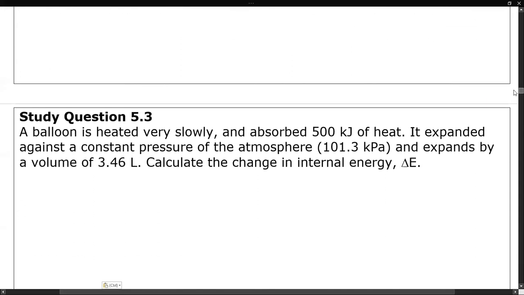So let's look at this next question. A balloon is heated very slowly and absorbs 500 joules of heat. It expands against a constant pressure in the atmosphere, 101.3 kilopascals, and expands by a volume of 3.46 liters. We want to calculate the change in the internal energy, and we'll need our work formula to do that.